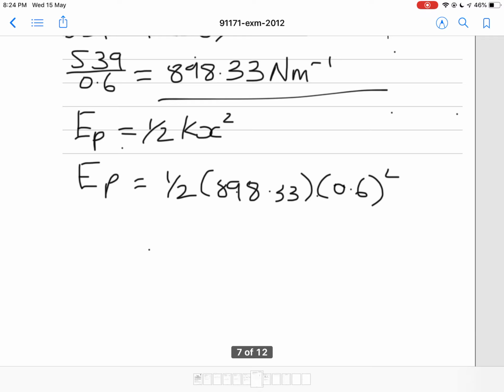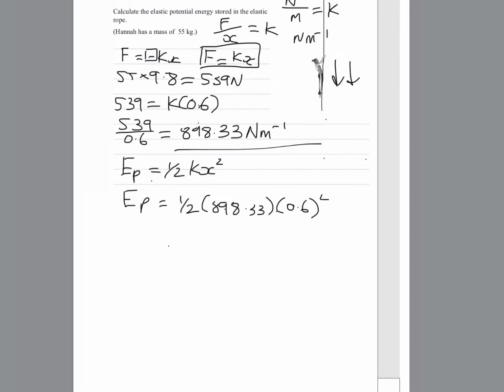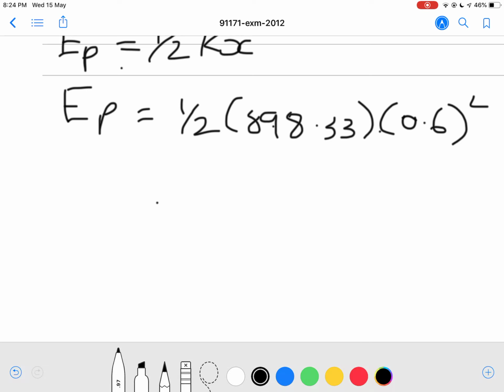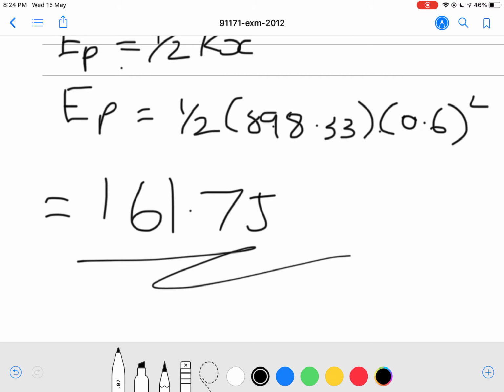So that should be 161.7 joules, which equals, oh sorry, I didn't have my pen editing instructions on, so equals 161.7 joules, because energy is measured in joules, okay? So here's your final answer, 161.7 joules.